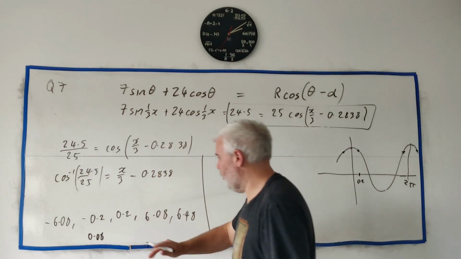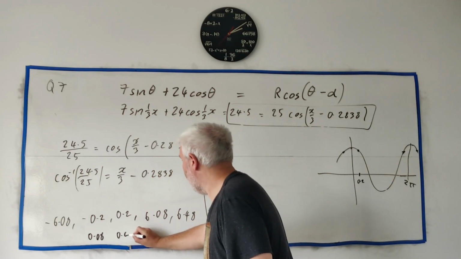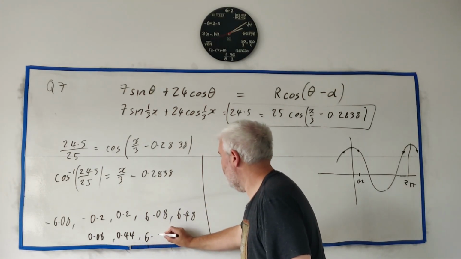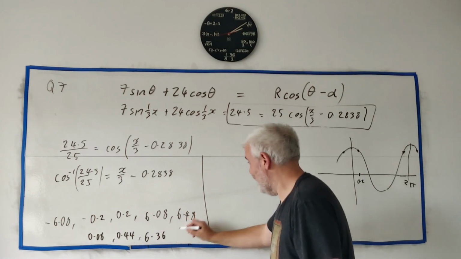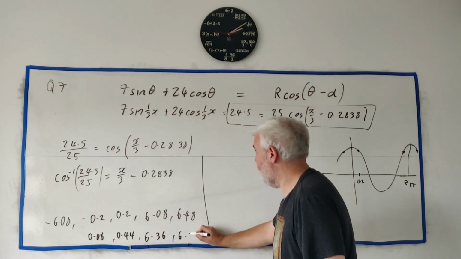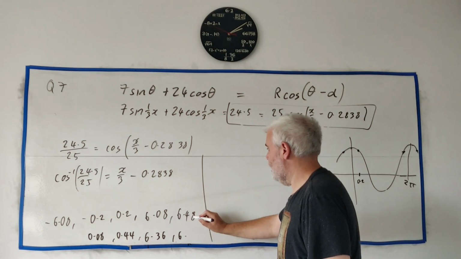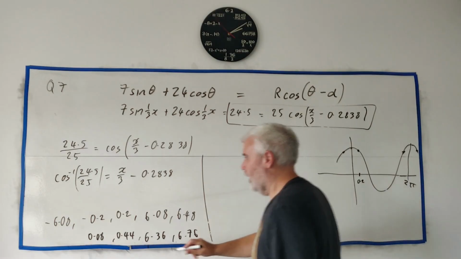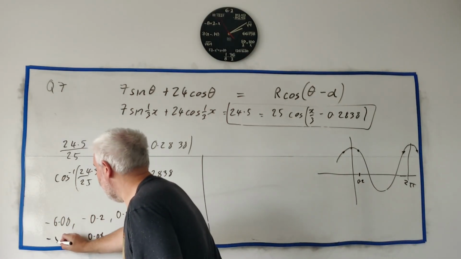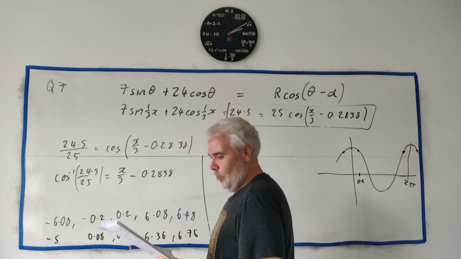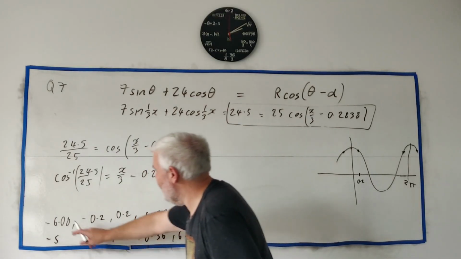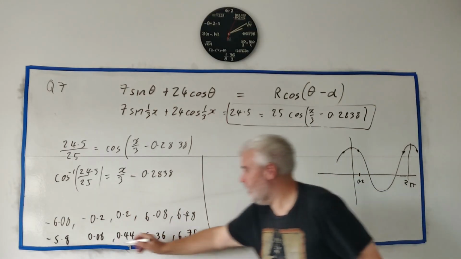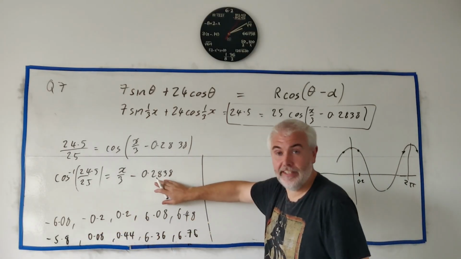0.08, again, just roughly, 0.48, 6.36, 6.4, 6.6, 6.7, minus 5. No, I'm still not seeing where. I definitely wrote this somewhere. Minus 5.8, I guess. Roughly, this would be the answer if I add this to both sides.